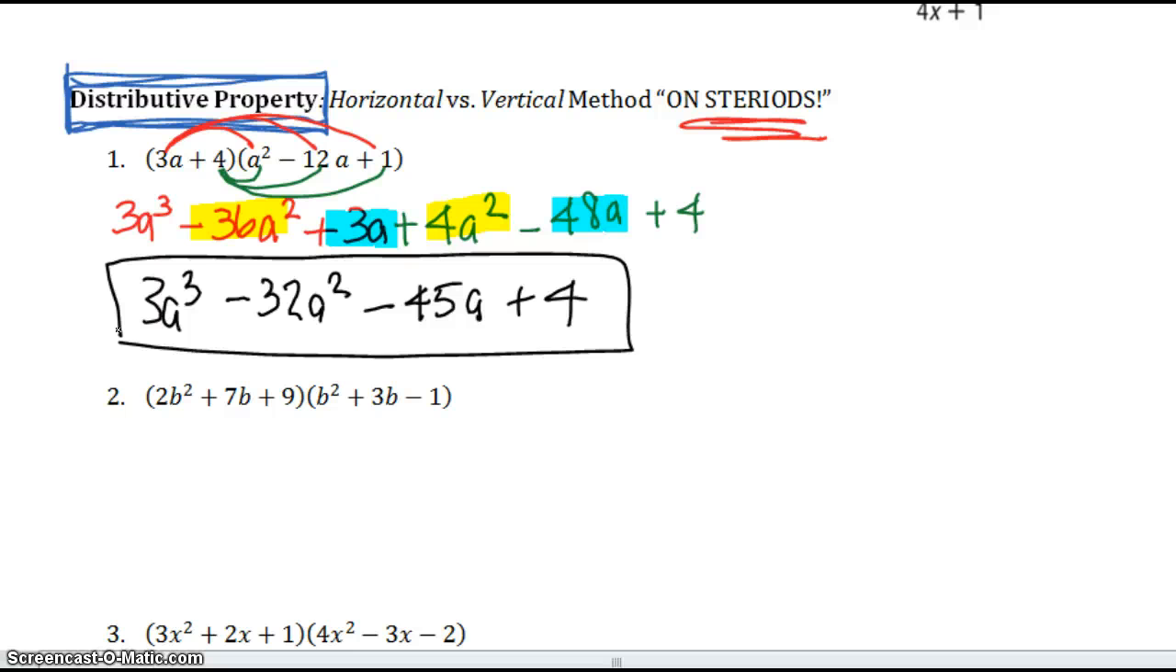It is not a quadratic expression. Why not? I'll let you tell me how come I cannot call this a quadratic expression tomorrow.